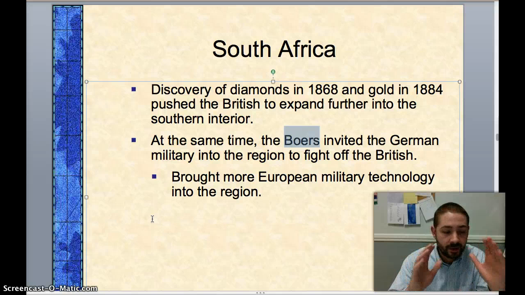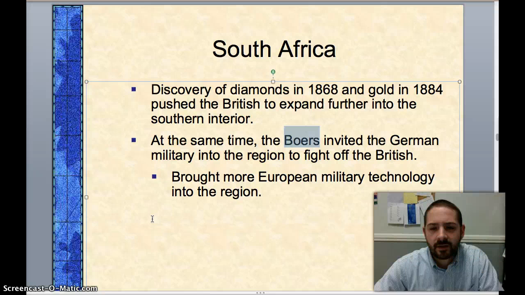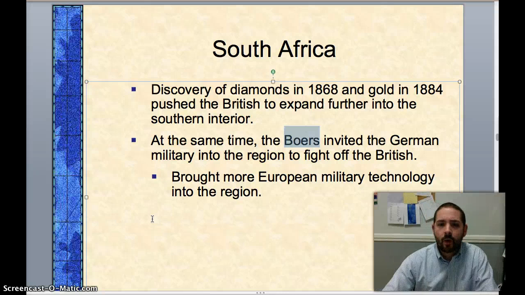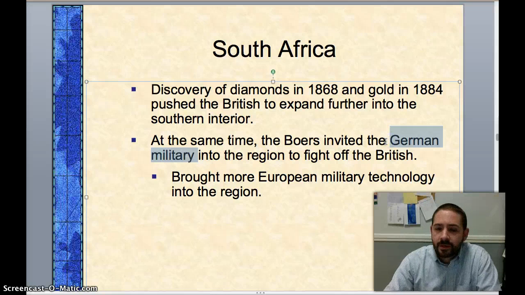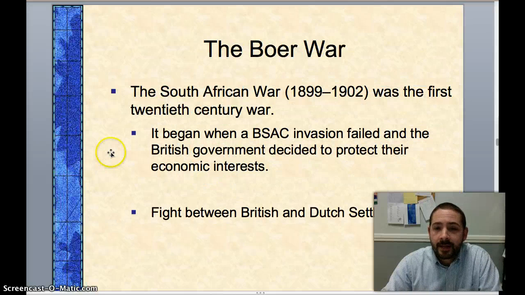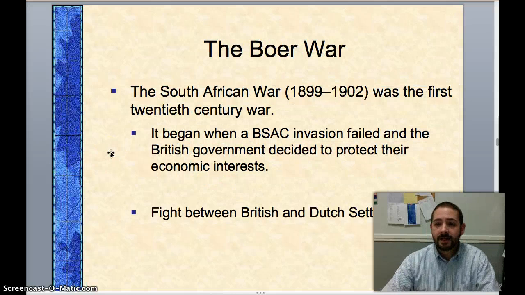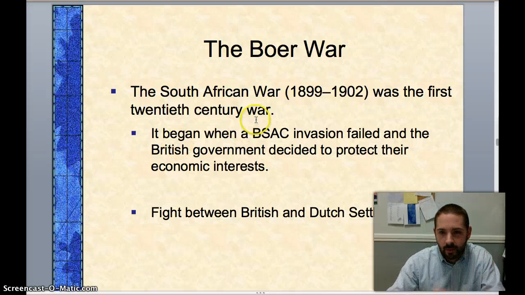Now, these Dutch/German settlers are very upset that the English are taking their land, so they call in the German military to help them out. When the German military shows up, you have the beginning of conflicts between the Germans and the British. And between 1899 and 1902, you have what are called the Boer Wars. There's actually two of them, but I just call them one right here.